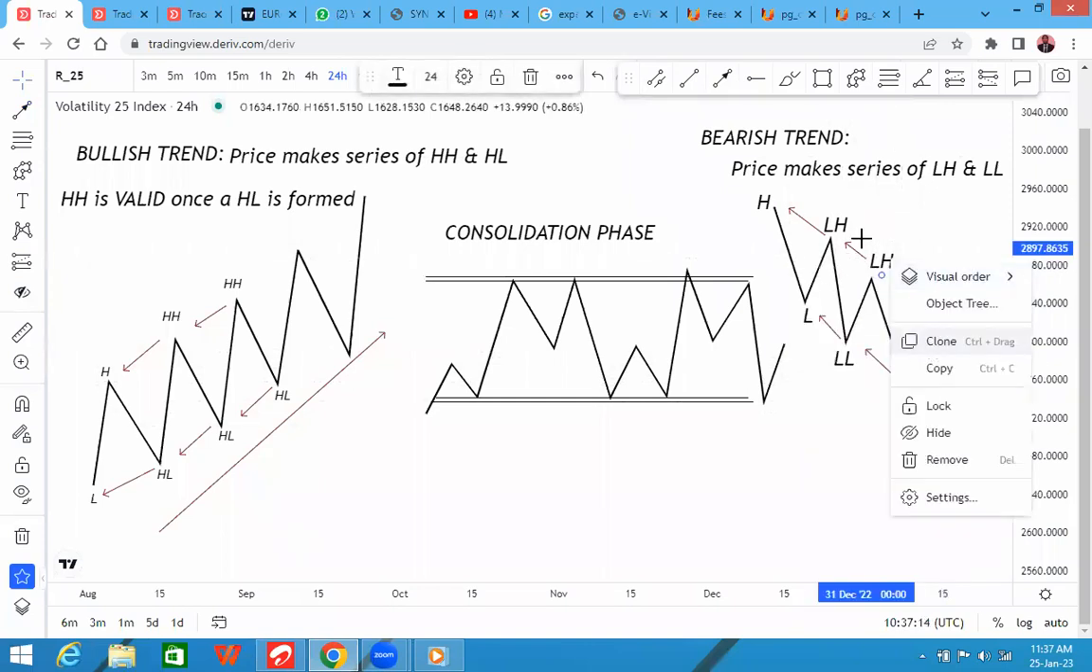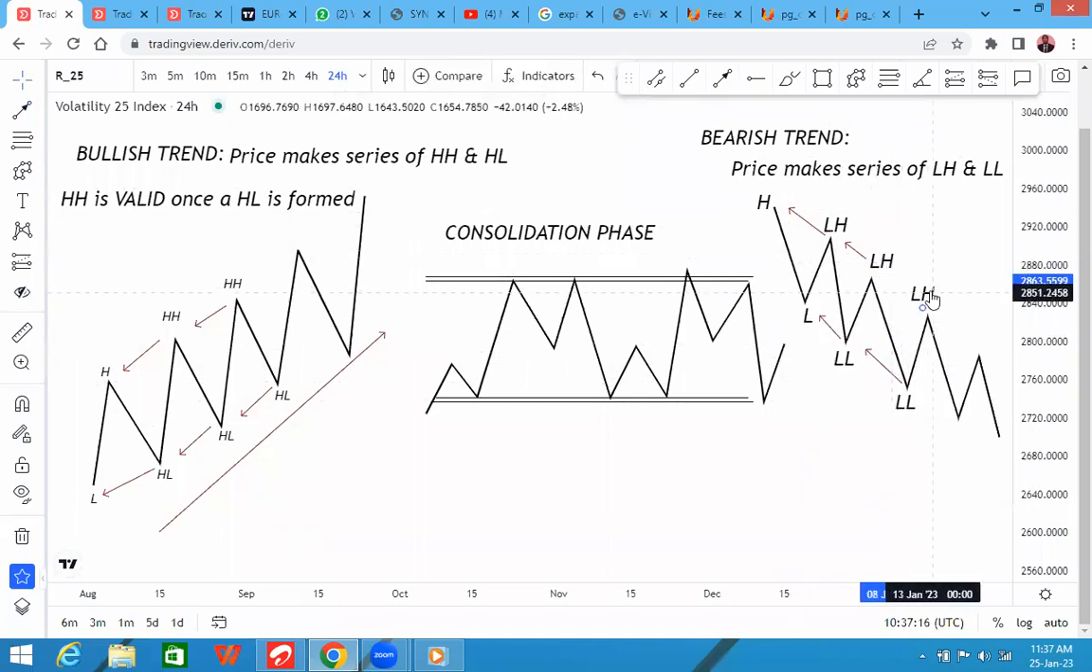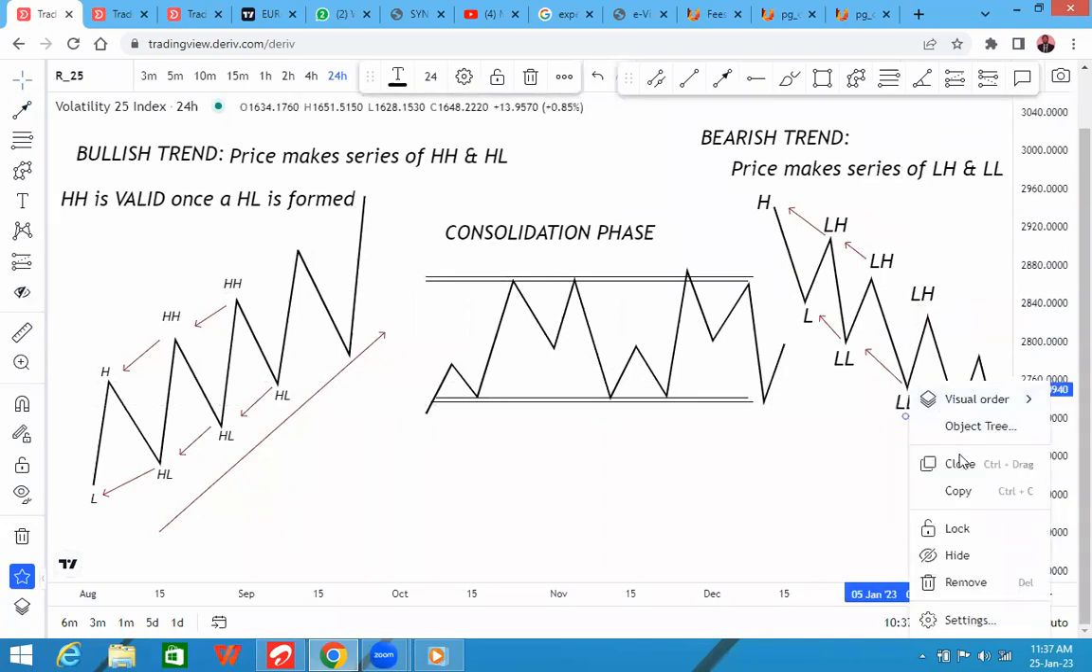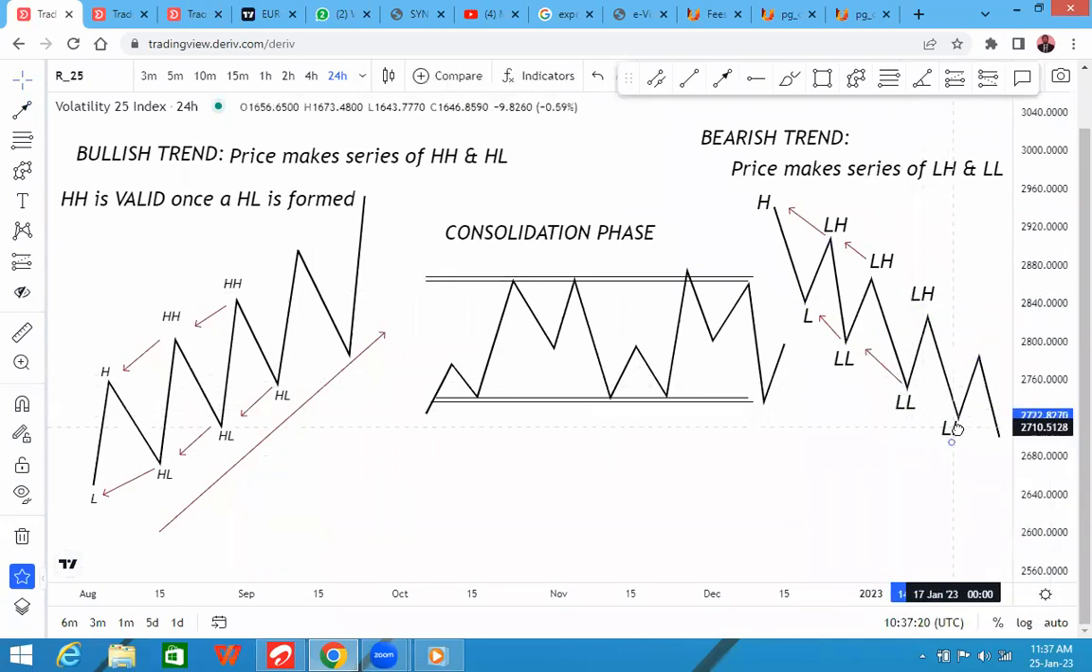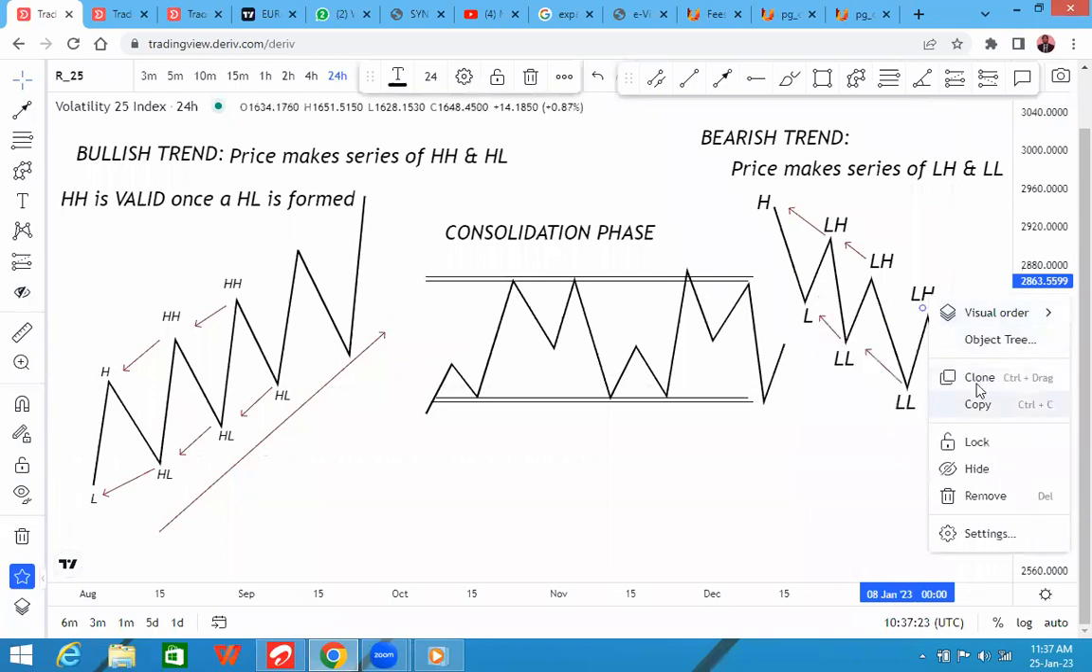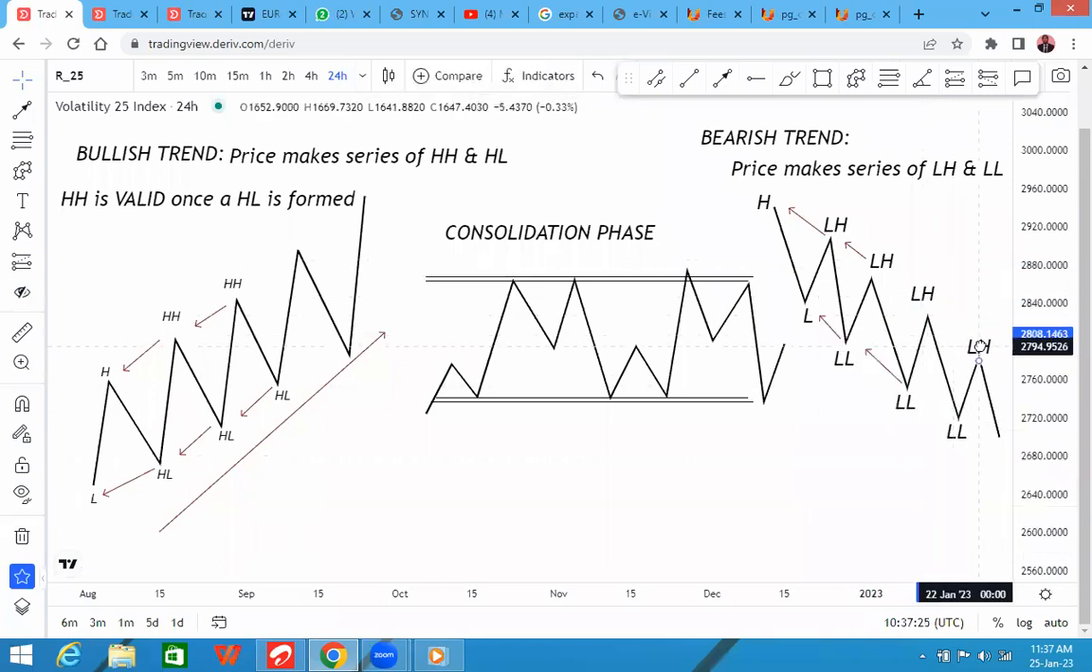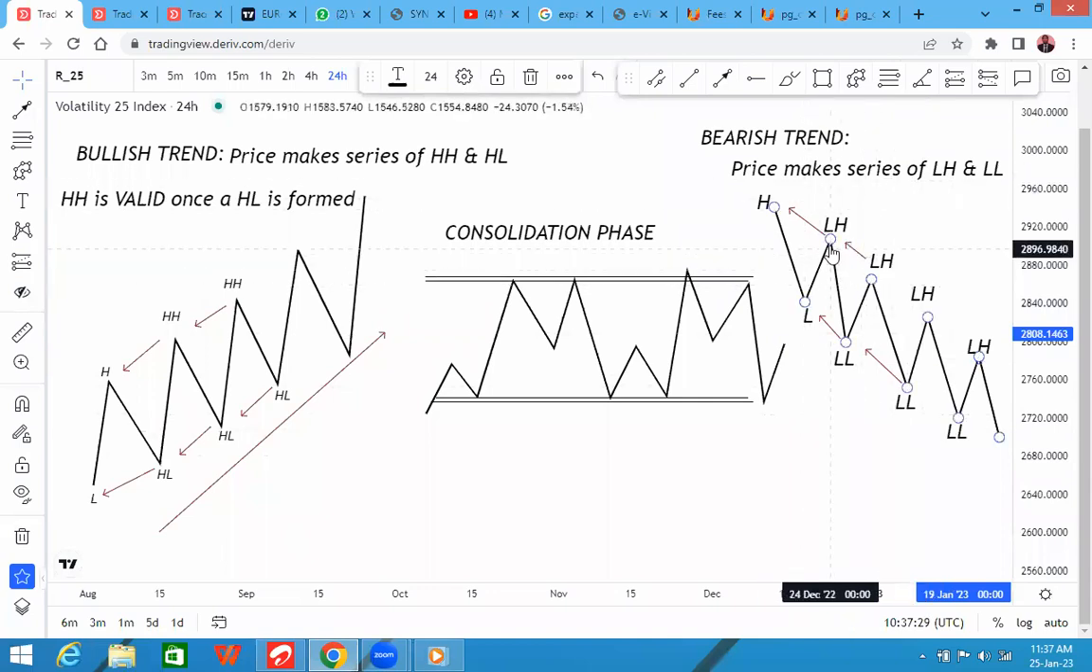Price comes again and gives us a lower high in the same order, and then a lower low in the same order, and a lower high again. So if you see this pattern repeated, that's why I call it a series. It's not just one move. Price came, gave us this one, and just moved up. You can't call this a bearish trend, because it must be a repeated series. That is when you can confirm that this is the pattern.